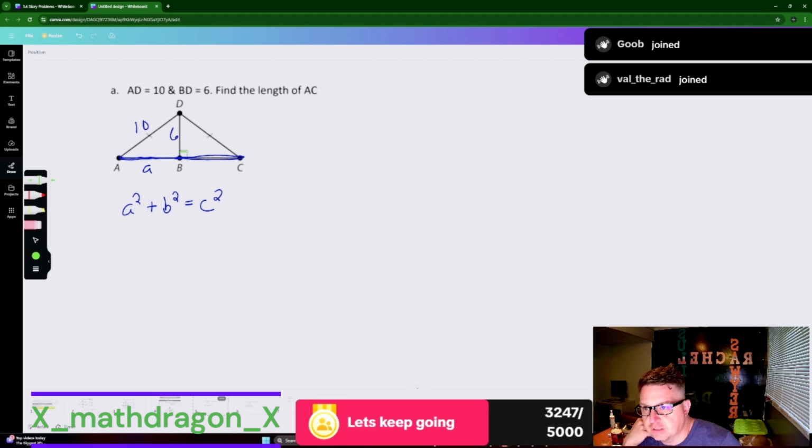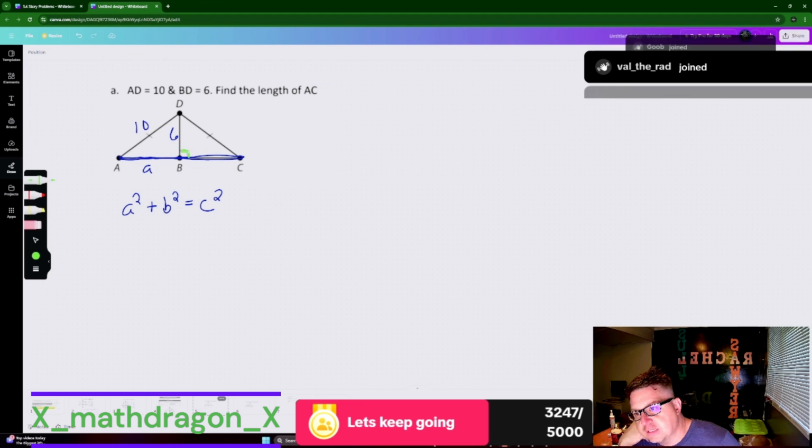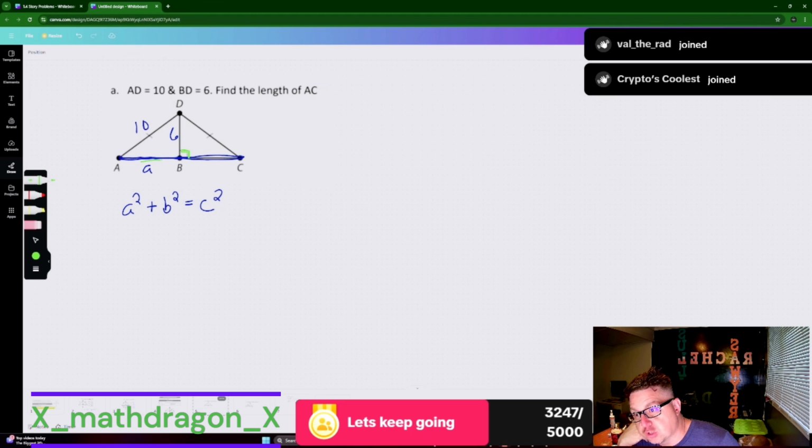Because we know this is a right angle, and if this side is a right angle, and we have a straight line right here, my students definitely know that if we have a straight line, it's 180 degrees. So if one of the angles is 90, plus the other angle, well, the only other logical number is 90, because 90 plus 90 equals 180. So this angle has to be 90 degrees as well, okay? So we can use Pythagorean theorem because we have a right angle.